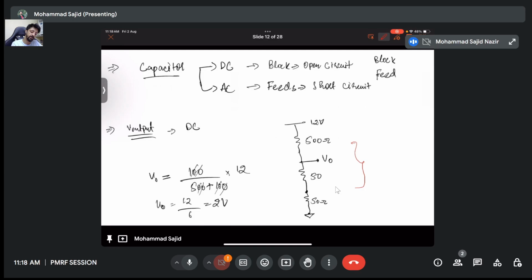Now it's easy to find V0 because this is a simple voltage divider. So we need to find the voltage across the 100 ohm. This is 100 ohm, right? 50 plus 50. So this is 100 divided by 500 plus 100. This is 12 by 6, that is 2 volt. So this is the DC voltage.